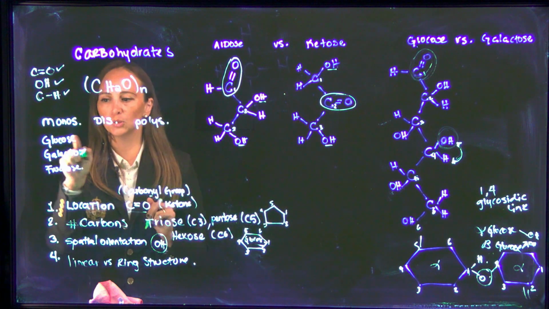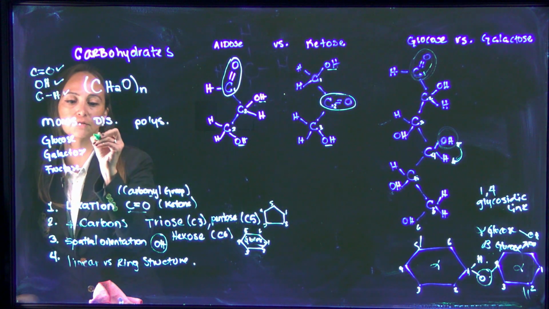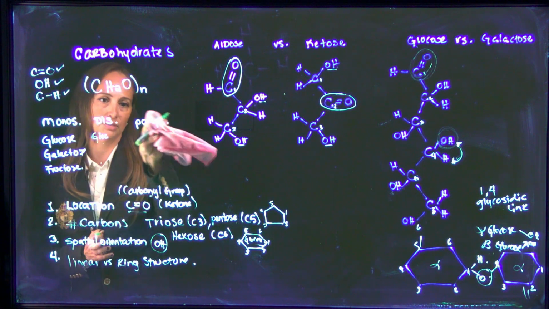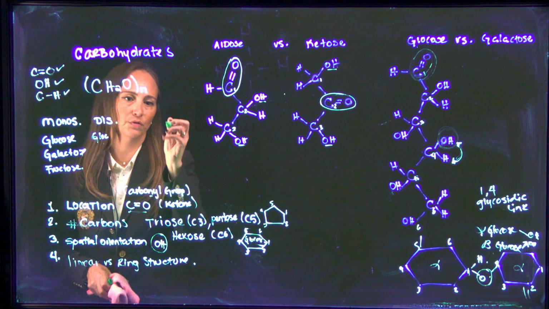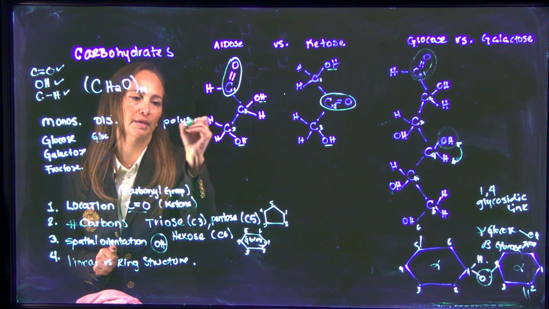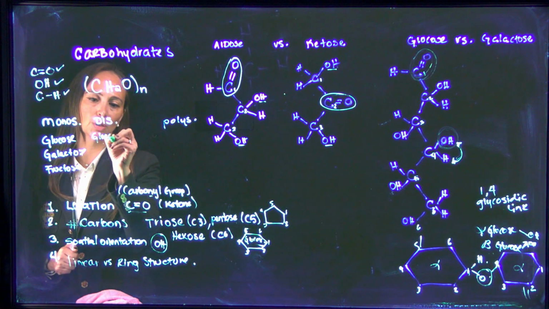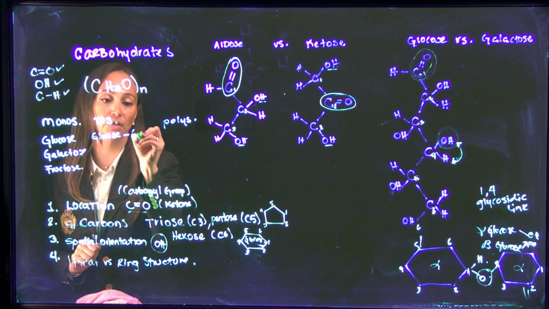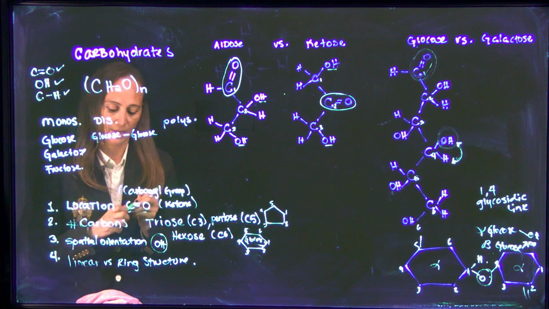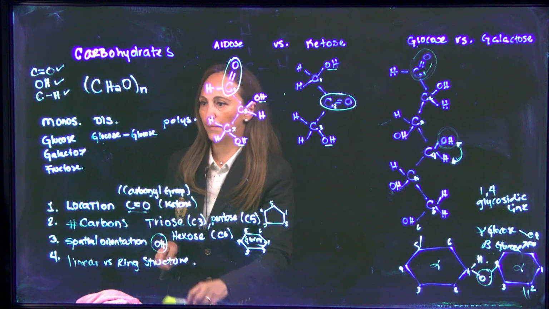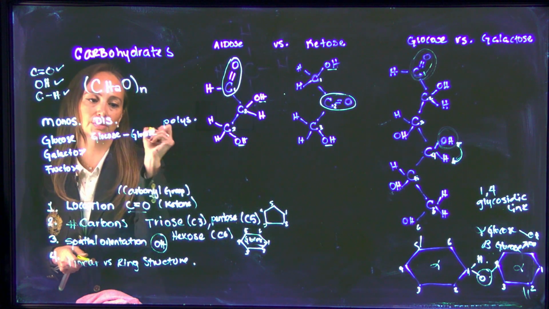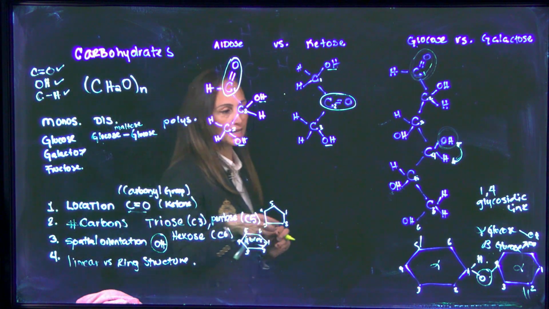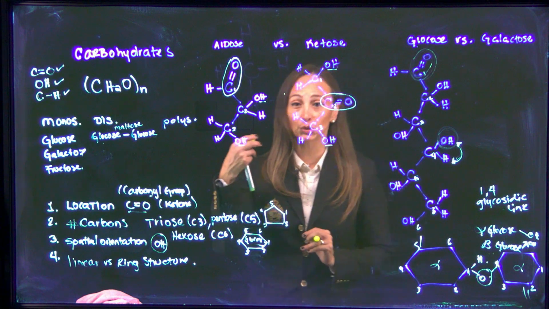So if I put glucose and connect it with a glycosidic link to another molecule of glucose, we end up with maltose. Maltose is a type of disaccharide. It's a type of reducing sugar.